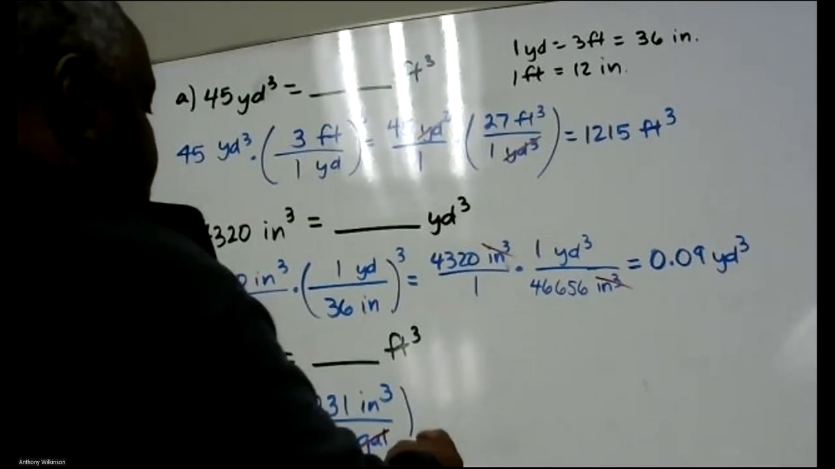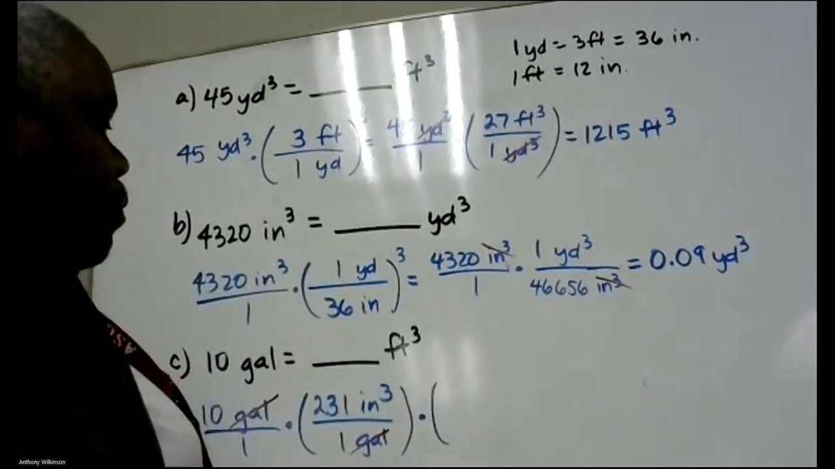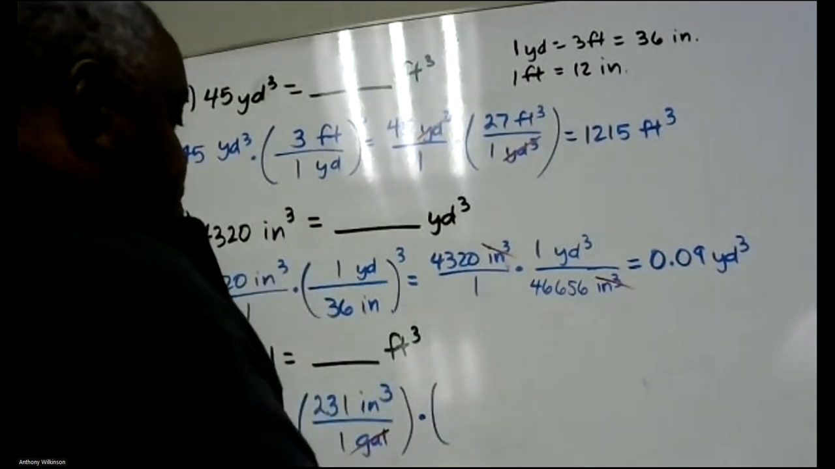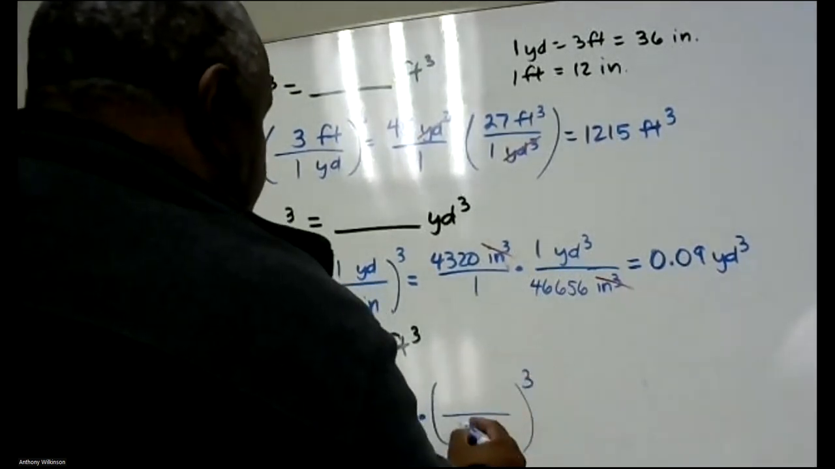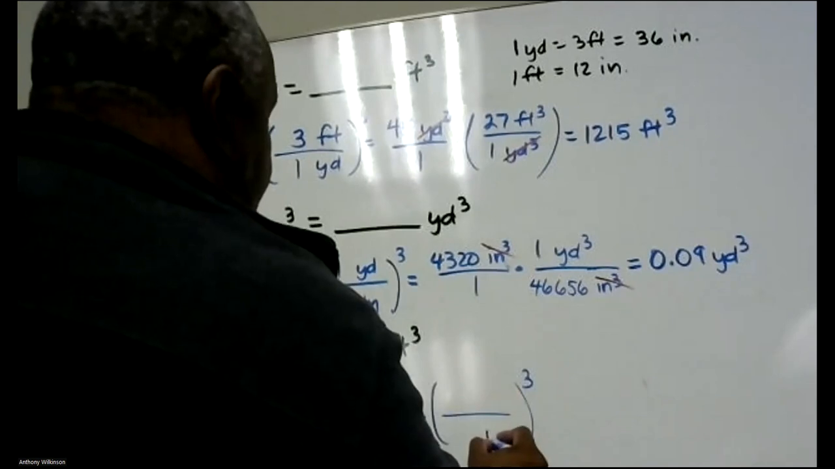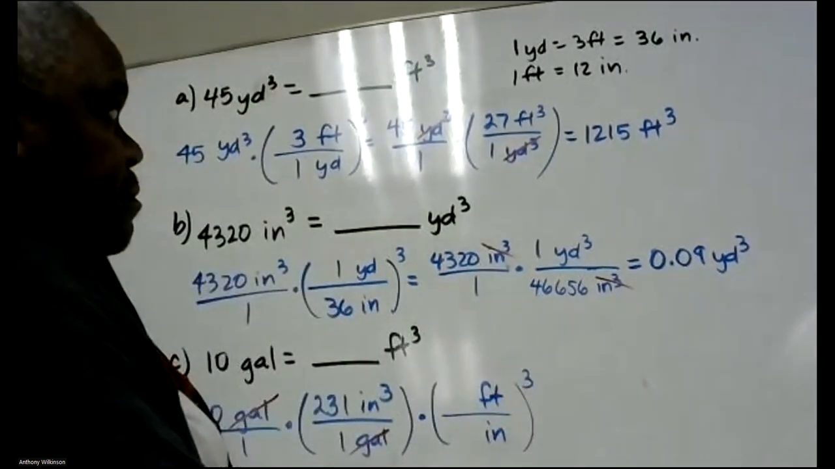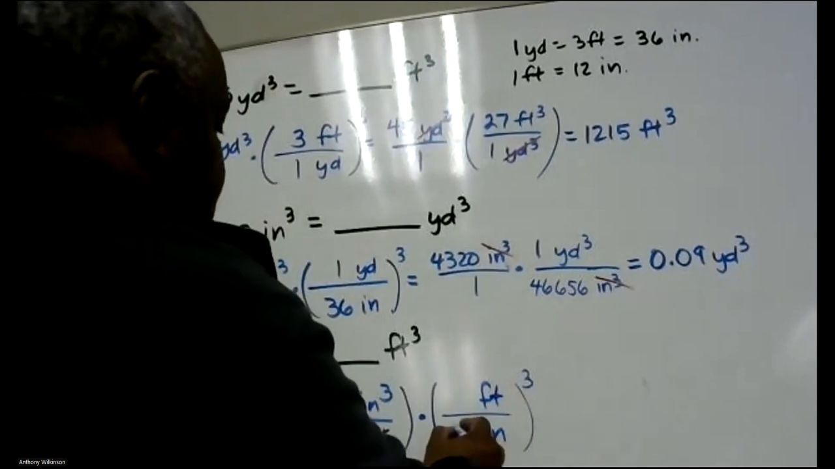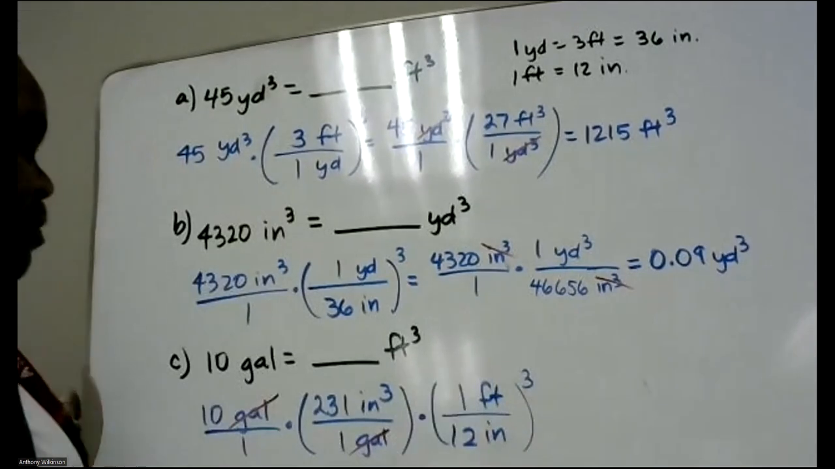Okay. I know that 1 foot is 12 inches, or 12 inches make up a foot. Now I'm gonna have to put the 3 out here. So I'm going from inches to feet. 12 inches has to go in the denominator, and the 1 has to go in the numerator.